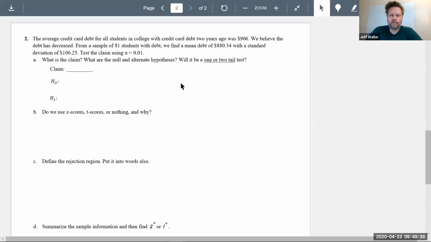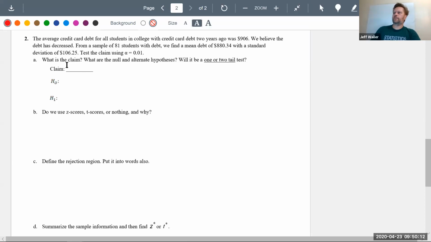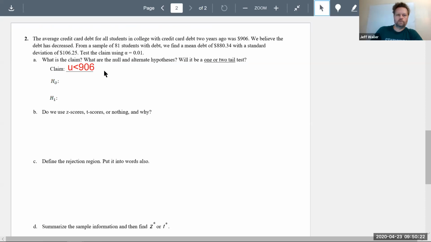Yeah, we're going to catch up to that. A few of the possible keywords: we believe, we claim, that's a big one, we feel, we think, or somebody feels, somebody thinks, somebody claims, something like that. Those kind of words will point out what the claim is. We believe the debt has decreased from 906. So what you rewrote is right. You rewrote the right thing. I like that phrase. So in Mathish, the claim is mu is less than 906. So where's that going to go? All right, keep going. Do the first two steps at least, A and B.